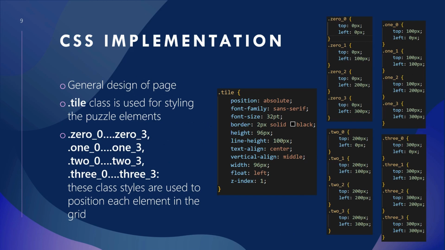The CSS implementation has all of the styling for the game. Every tile has a class name, tile, that has all of the required properties like font size, font family, the width of the box, the border around each of the boxes, etc. And then there's a class name that got applied to each of the individual tiles, like 0_0, 1_0, 2_0, and so on. Those were applied to each individual tile to position it within the grid.